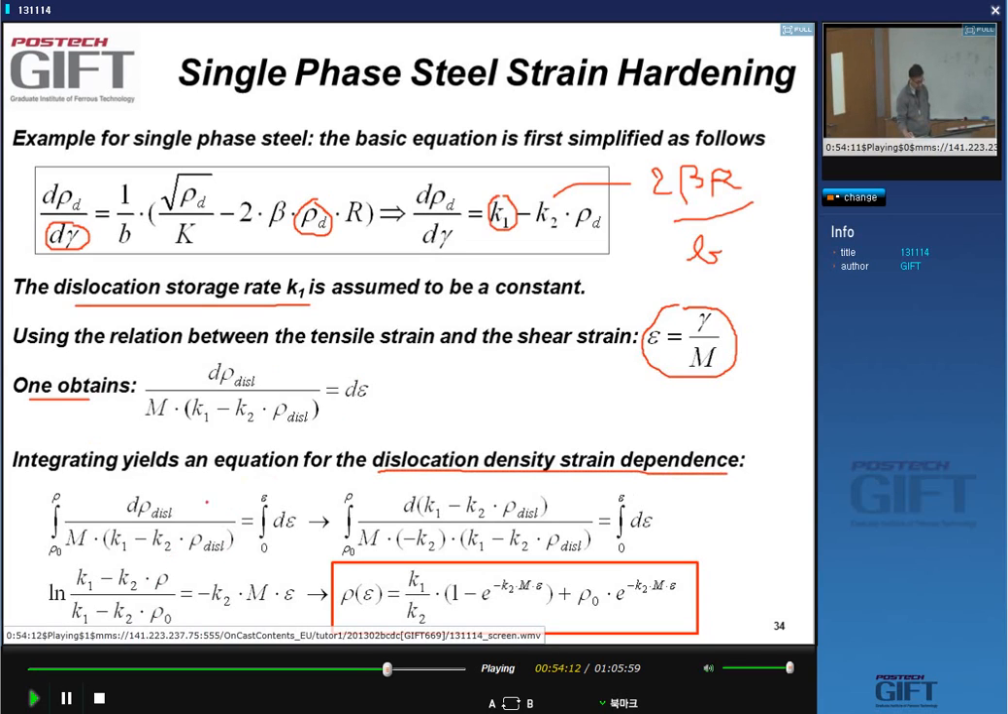So I integrate this equation and I get the dislocation density strain dependence. You can look at it after class, but it's basically a straightforward integration, and I've written down the steps. So the dislocation density with strain is equal to k1 over k2 times 1 minus e to the minus k2 m times epsilon, plus rho 0 times e to the minus k2 m times epsilon. Here, k1 and k2 are these parameters here, m is the Taylor factor, rho zero is the initial dislocation density, and epsilon is, of course, the strain.